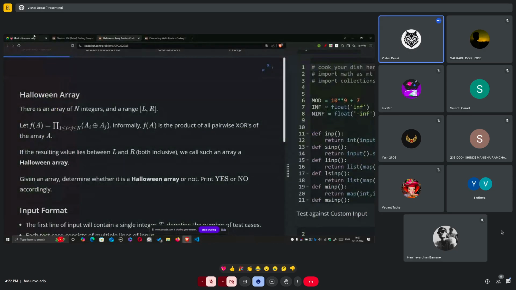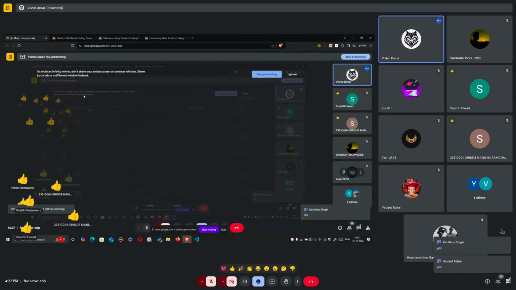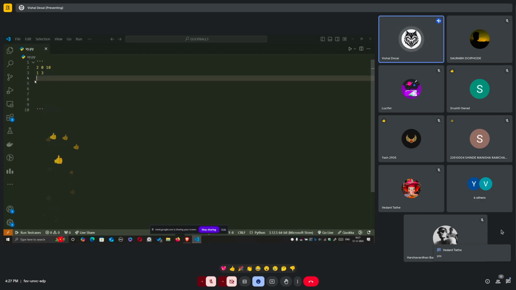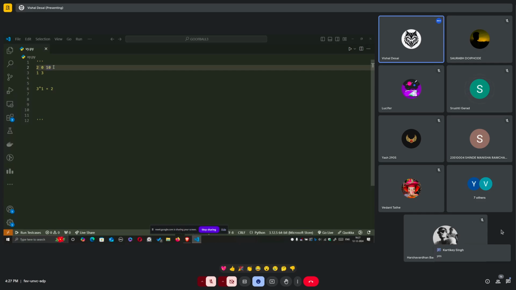Did everyone get the question? Yes? Okay, fine. We have to consider pairs and then take XOR and then the product of them. Now in this case, what is the XOR of 3 and 1? It is 2. So does 2 lie between 0 and 10? Yes. So the answer will be yes in this case.